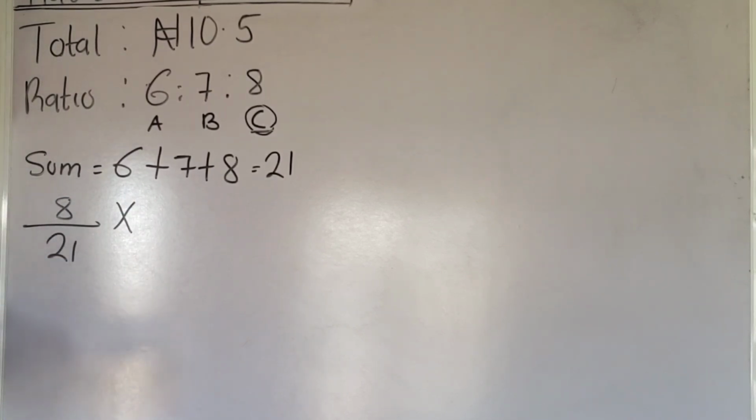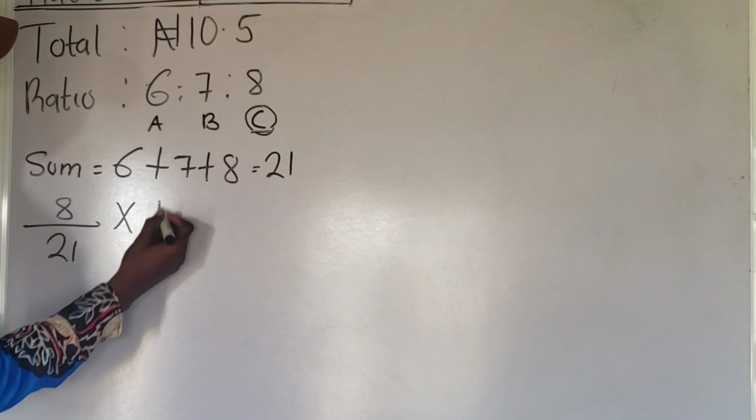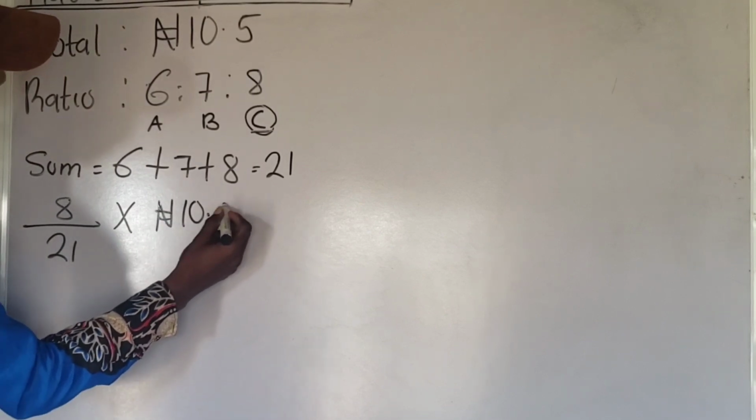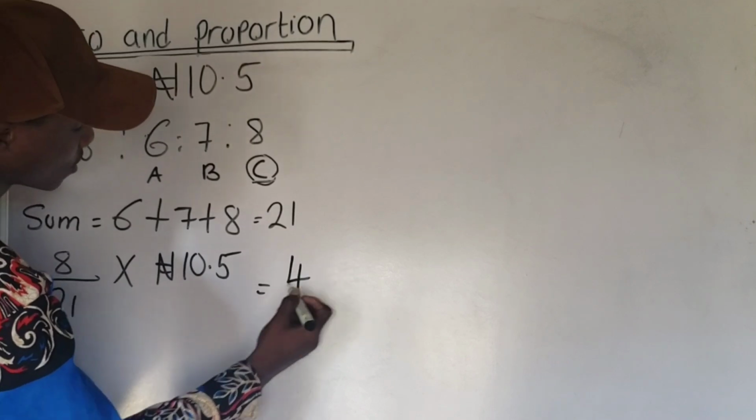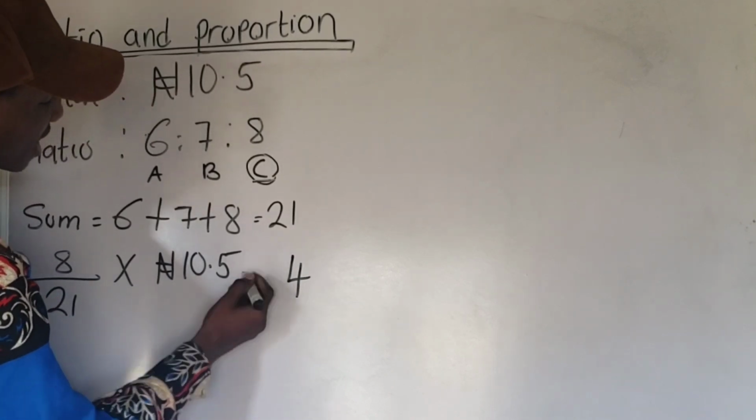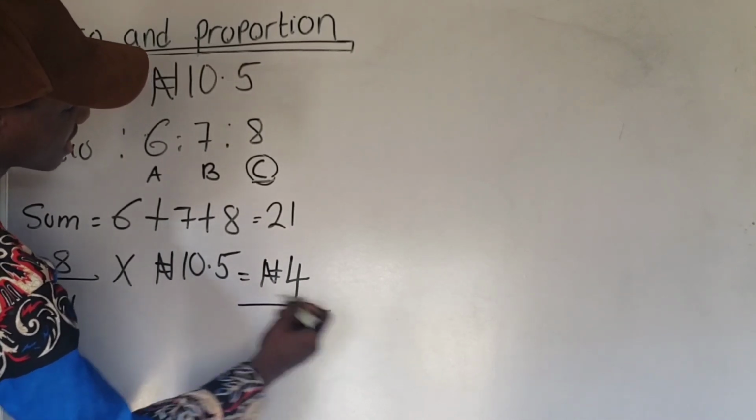That will give me the share of the child that has the largest share. You understand? That is multiplied by 10.5 naira. If you punch your calculator, you are going to have 4. So you are going to put naira. So the largest share is 4 naira.